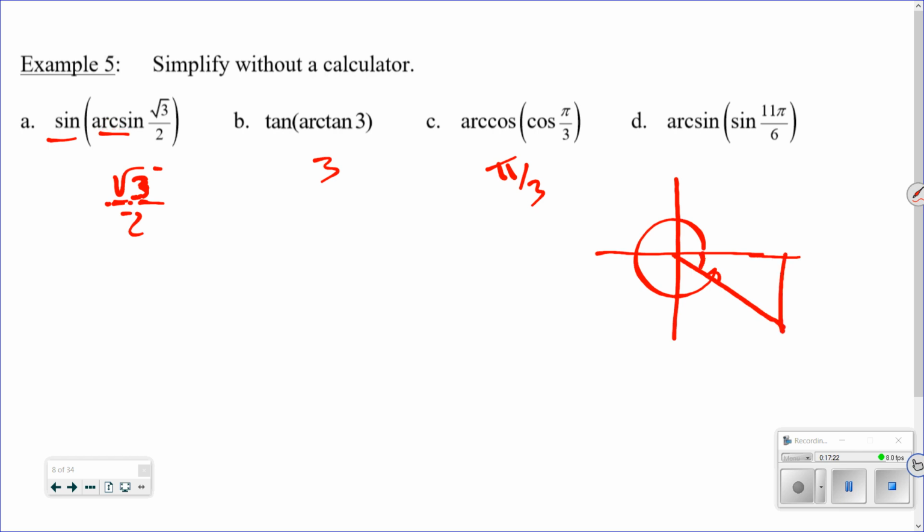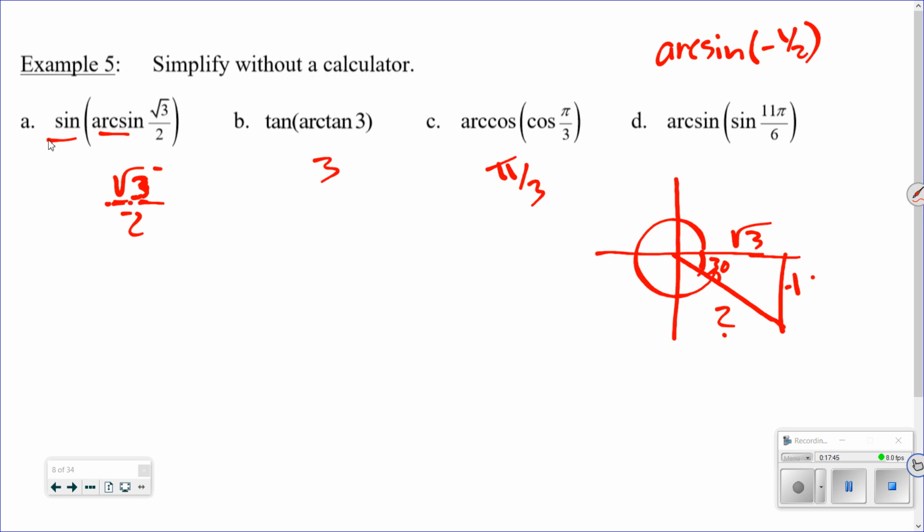So this is my angle right here. That's pi over 6, which is 30. That means this side is 1 or negative 1. This side is the square root of 3, and this side is 2. The sine is opposite over hypotenuse. So I end up with the arc sine of negative 1 over 2.